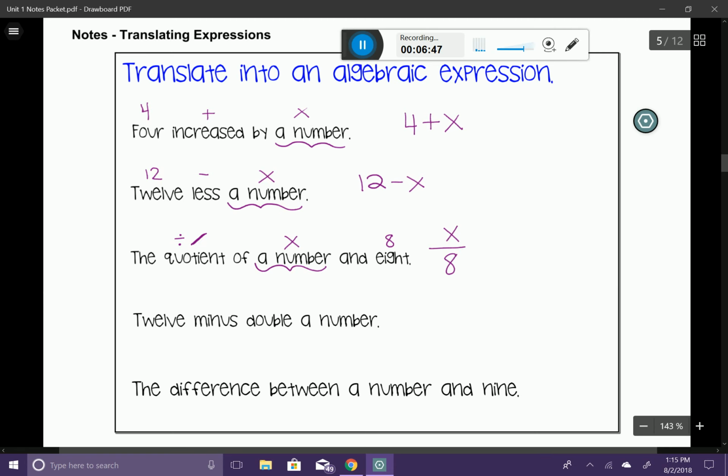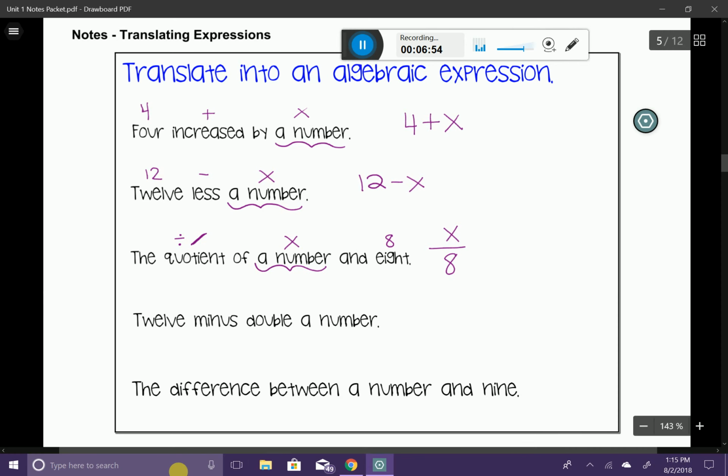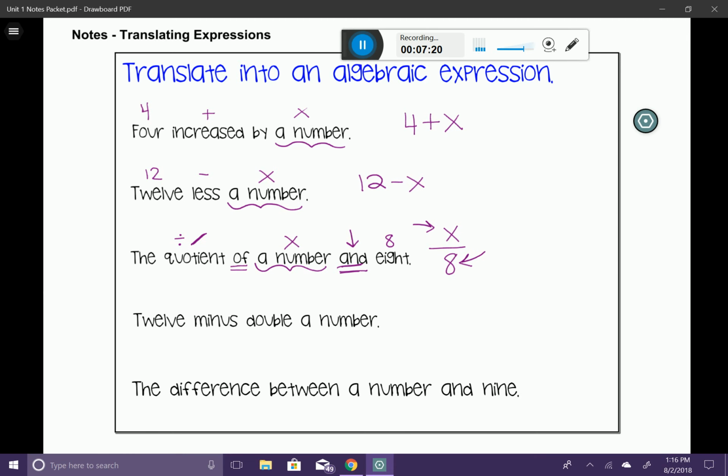Now I'm going to give you a little tip here. Anytime that you have the word quotient and you're using the operation of division, you're going to have some kind of sequence of "and." And I'll tell you right now that the "and" is going to tell you where the fraction bar is located. So you can see it says the quotient of a number. That's going to be the top portion, or the numerator, of my expression. And is going to indicate that we're going to put the fraction bar. And then we're going to put our 8 in our denominator. We're going to review that a little bit closer with two really tricky problems on the next slide. All right, let's keep going.